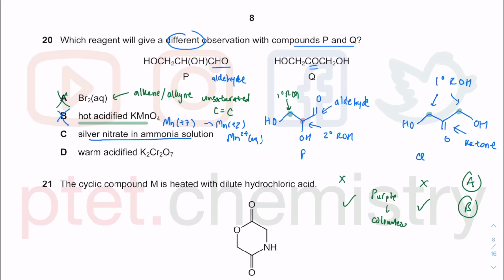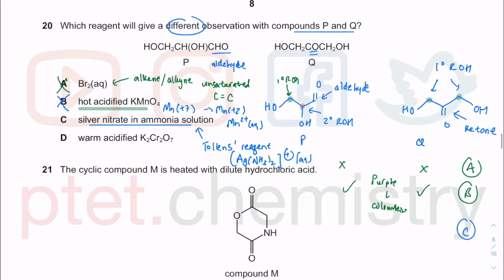Silver nitrate in ammonia solution is basically Tollens reagent. As you know, Tollens reagent is used to test for aldehyde. So Ag(NH3)2+ is a colorless solution, Tollens reagent, C there. Tollens reagent will react with aldehyde, does not react with ketone, and does not oxidize alcohol. C is definitely our answer.